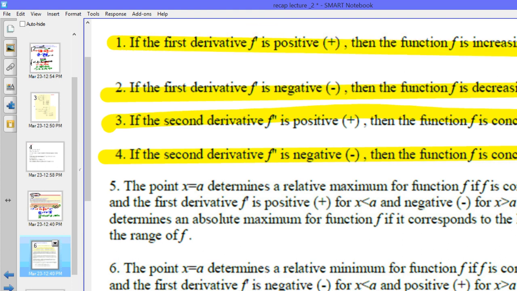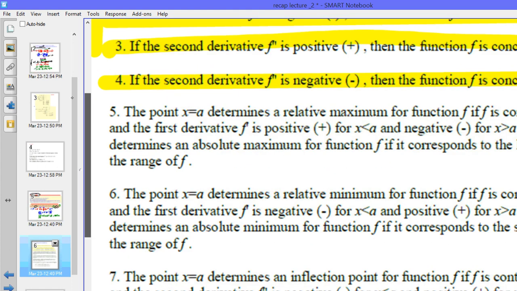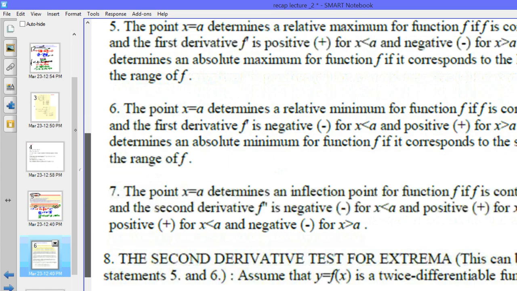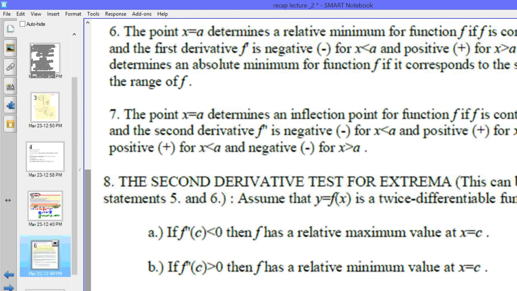Okay, the next section of sentences discusses how to find relative and absolute extrema. And statement 7 discusses point of inflection.